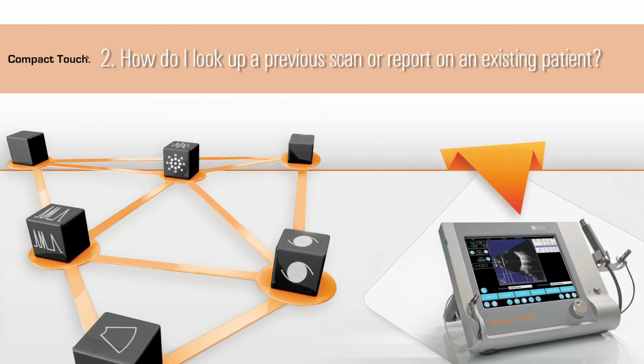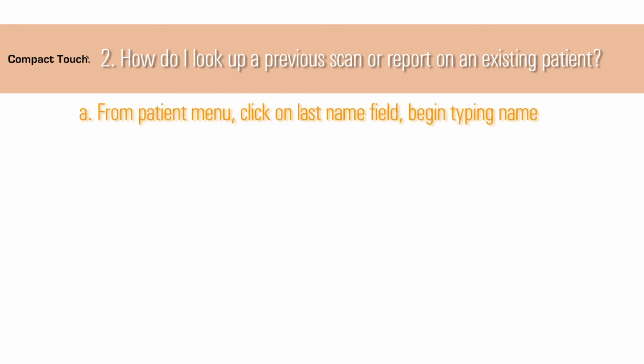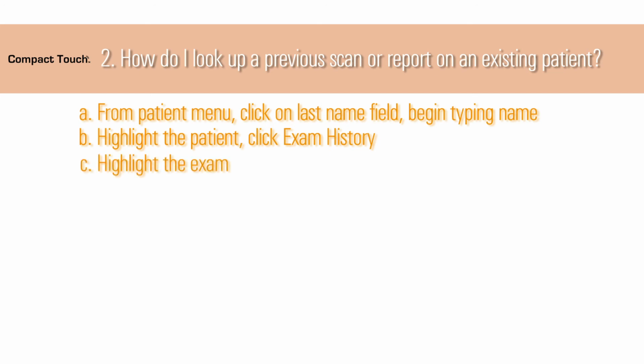2. How do I look up a previous scan or report on an existing patient? From the patient menu, click on the last name field. Begin typing the last name. A list of patients whose last names begin with the first letter will populate. Highlight the patient you are looking for and click the exam history icon at the bottom of the screen. A list of all exams for this patient will populate. Highlight the exam you wish to review. Click on the Load Report icon.